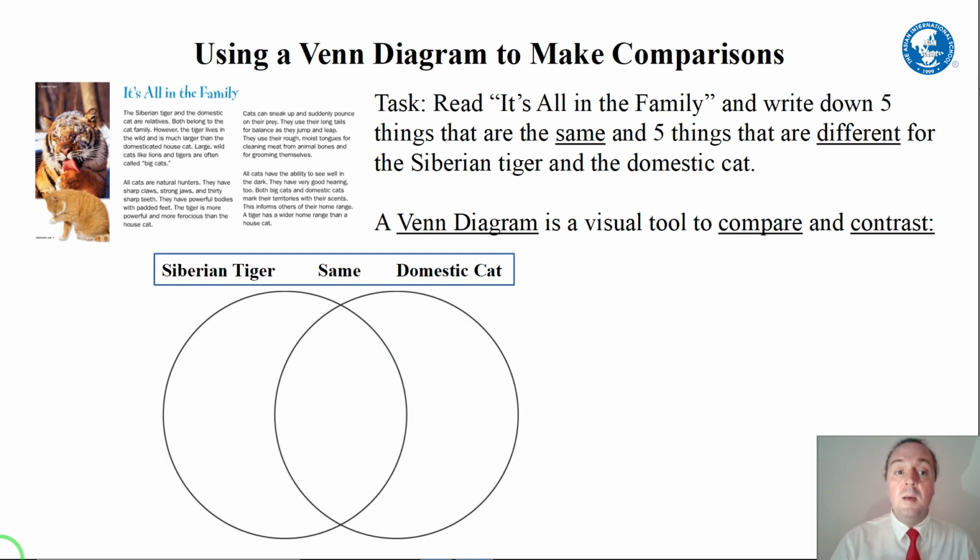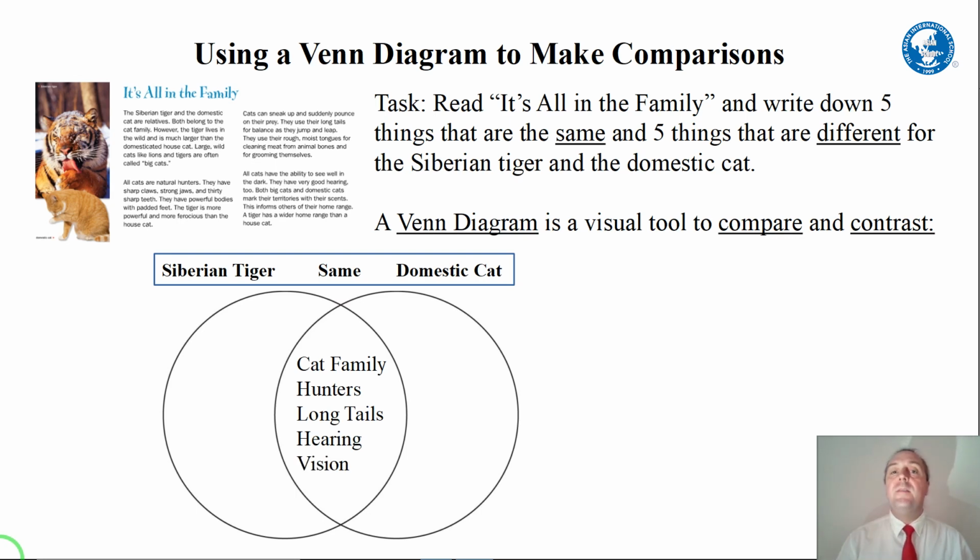What's the same for the Siberian tiger and the domestic cat? Well, they're both from the cat family. They're actually related. They're both hunters. Now they don't hunt in the same way, but they're both natural hunters. They both have long tails. It says that in the narrative. They both have very strong hearing, and they also have excellent vision. So it says in the narrative that these things are the same about the Siberian tiger and the domestic cat.